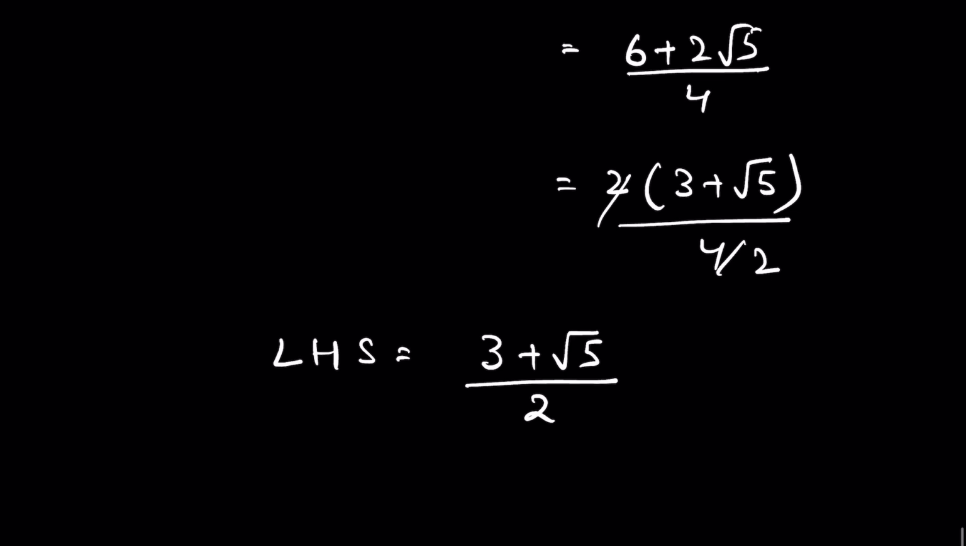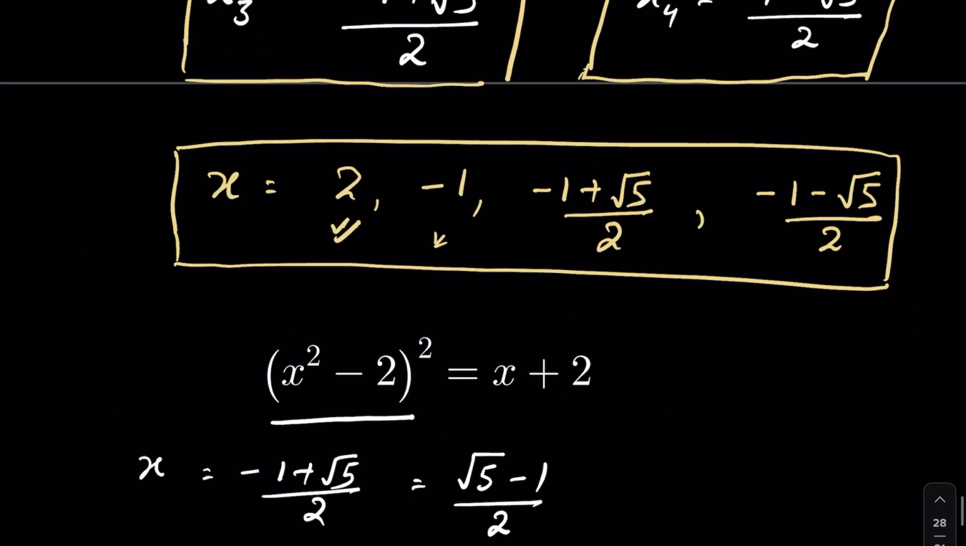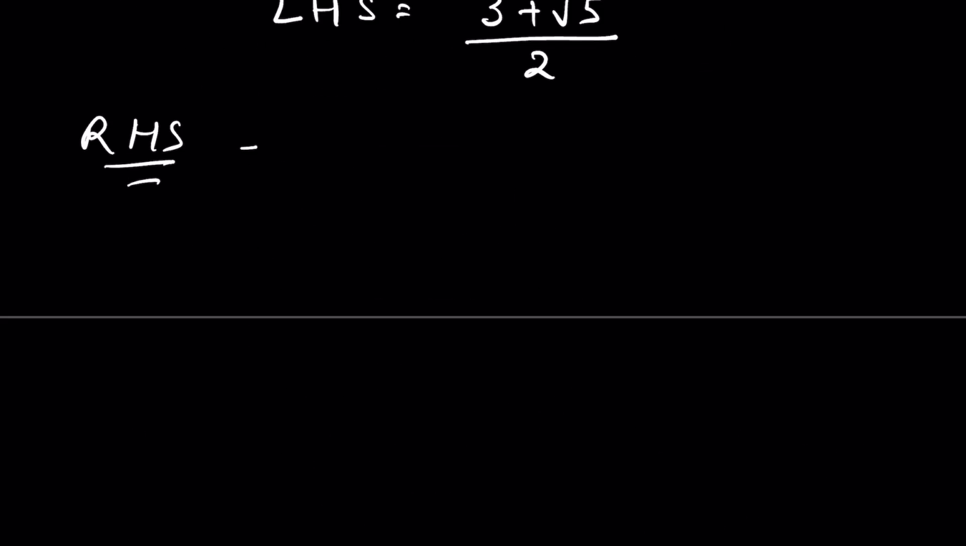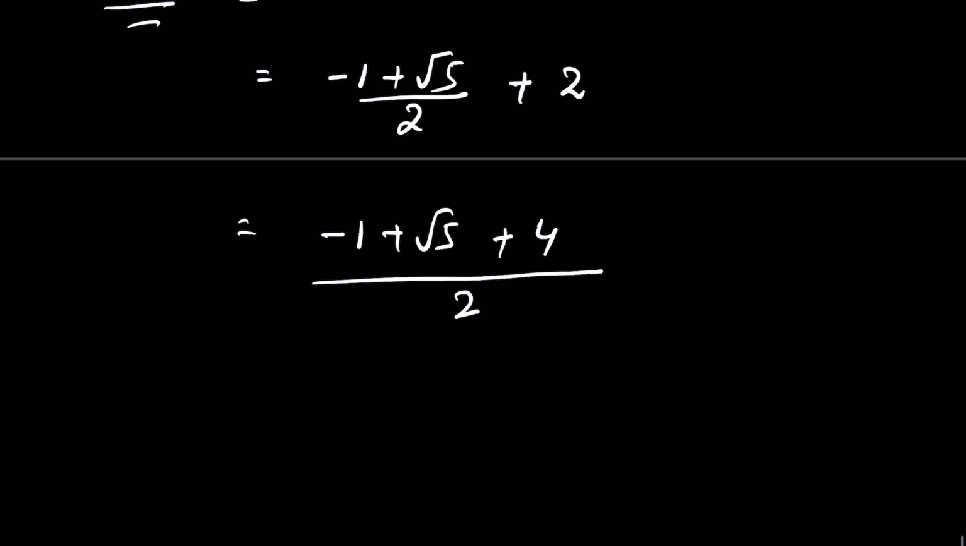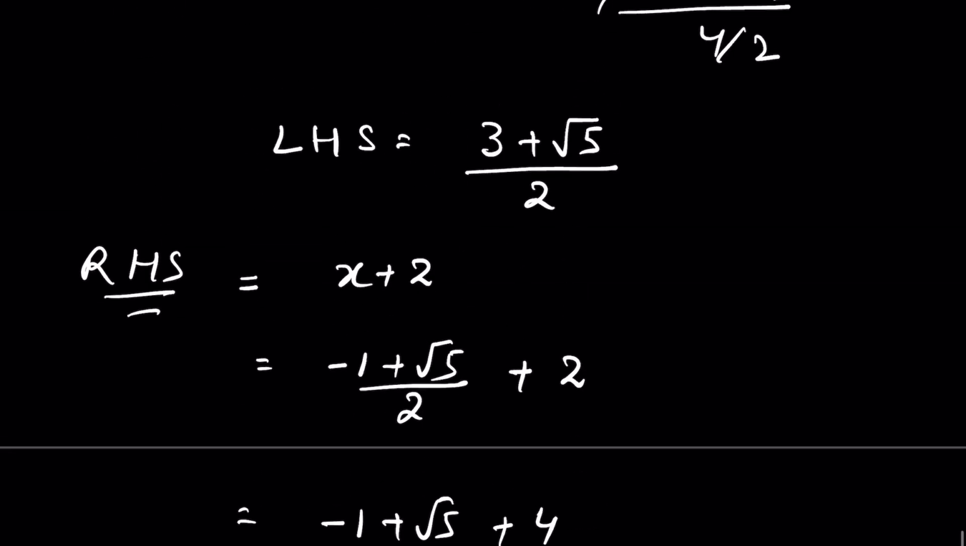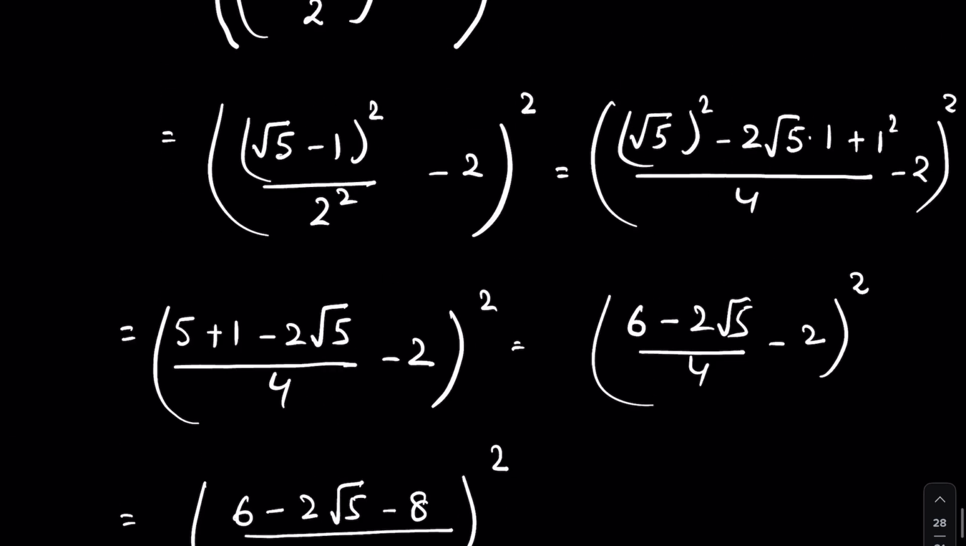This should be equal to RHS. Now let's see what is the value of RHS. RHS is x plus 2. X here is minus 1 plus square root of 5 upon 2, plus 2. Again this is minus 1 plus square root of 5. Common denominator is 2. So 2 times 2 is 4. Minus 1 plus 4 is 3, plus square root of 5 upon 2. So you see LHS equals RHS. In this way this value is also verified.